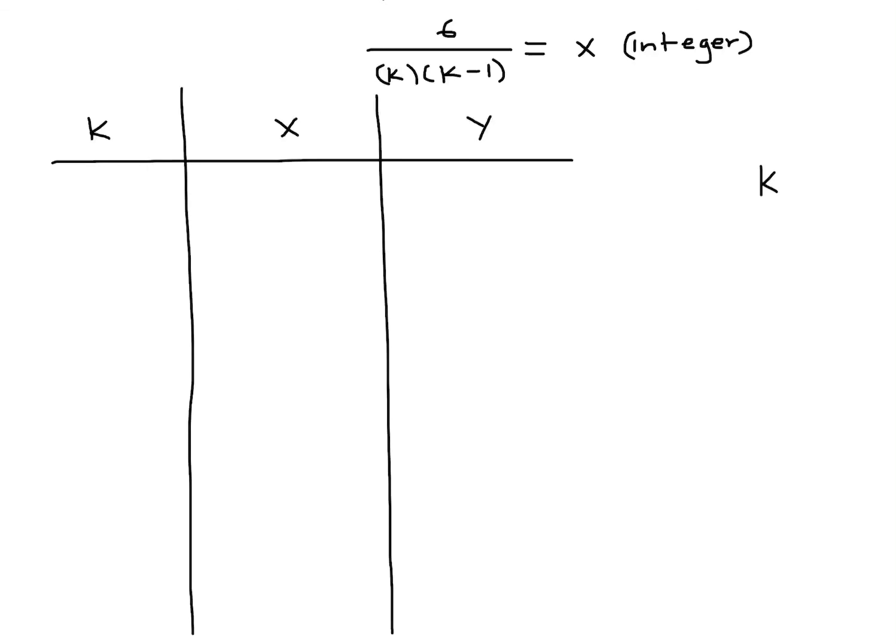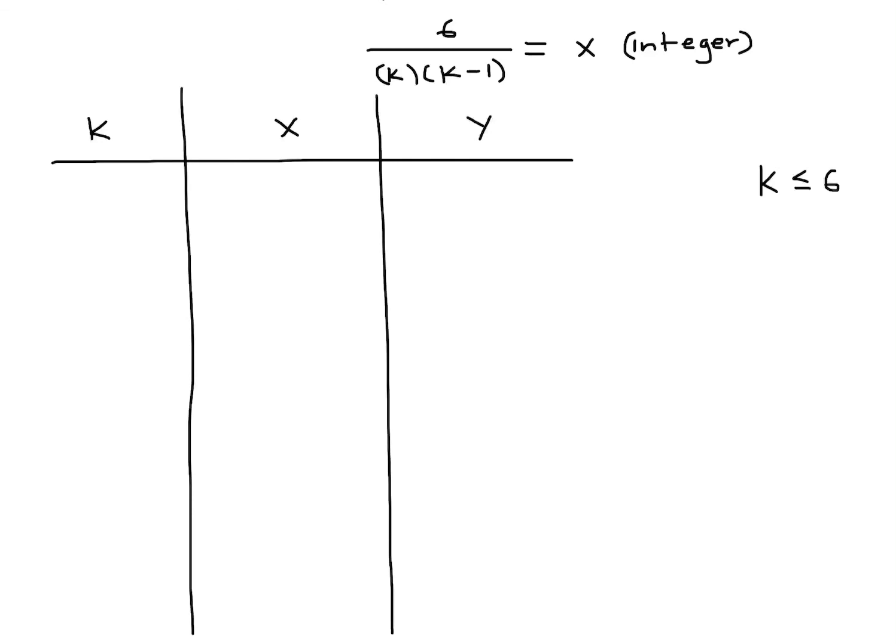Well, x is an integer, correct? So if x is an integer, the denominator must be 6 or less. If the denominator is greater than 6, that will be a fraction, correct? So that means k has got to be less than or equal to 6. I mean, I know the denominator has to be less than or equal to 6, but at least k has to be less than or equal to 6. So that's a pretty good boundary.